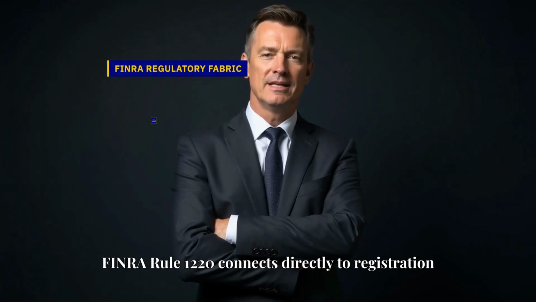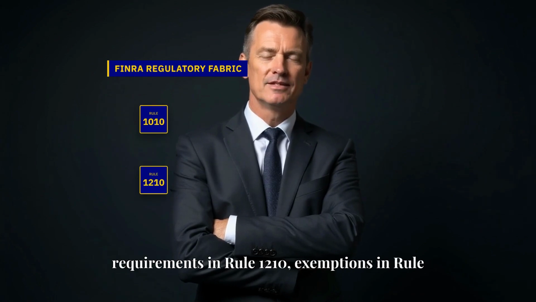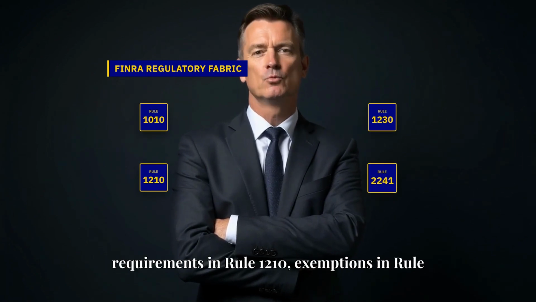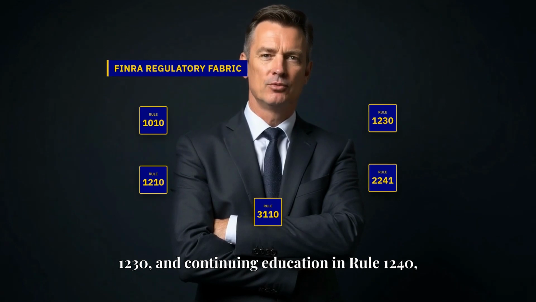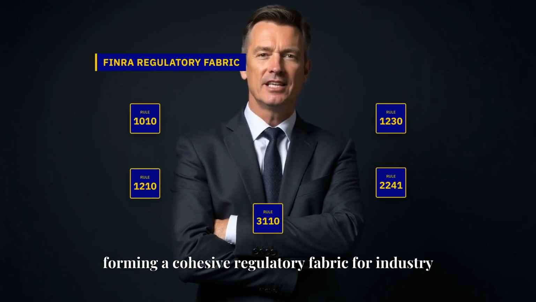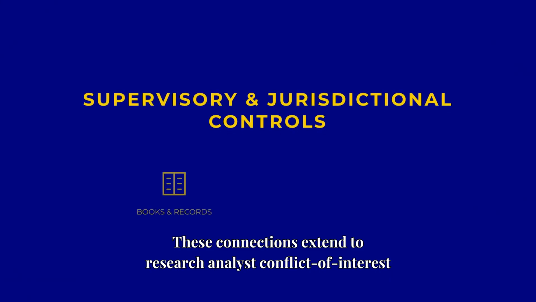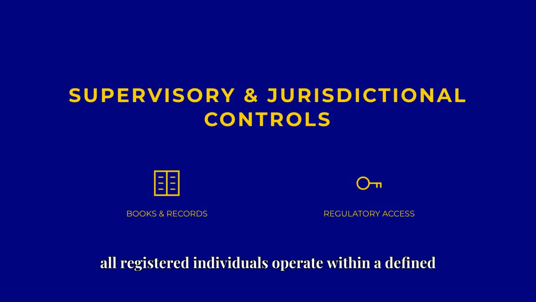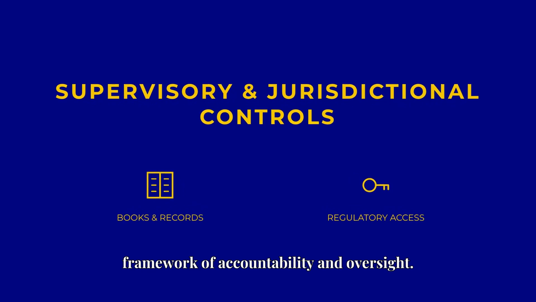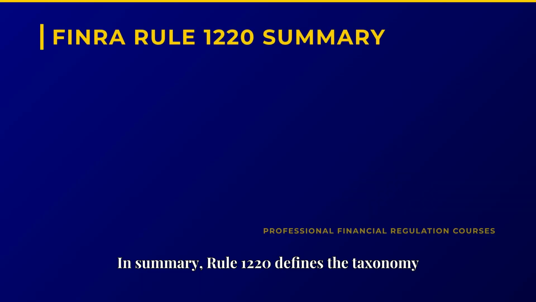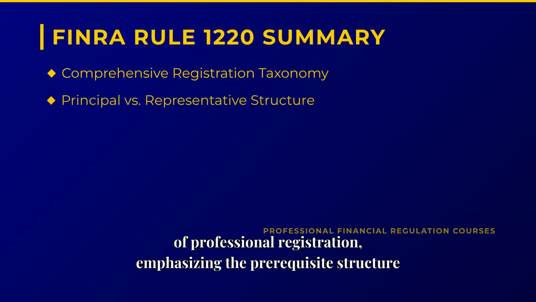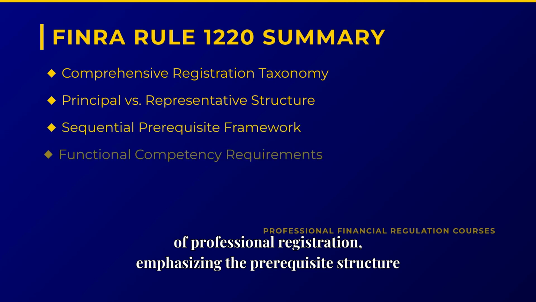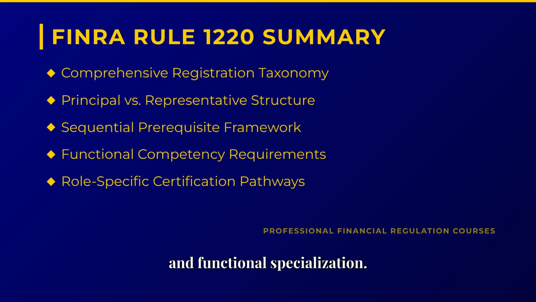FINRA Rule 1220 connects directly to registration requirements in Rule 1210, exemptions in Rule 1230, and continuing education in Rule 1240, forming a cohesive regulatory fabric for industry personnel. These connections extend to research analyst conflict of interest provisions and supervisory system requirements, ensuring that all registered individuals operate within a defined framework of accountability and oversight. In summary, Rule 1220 defines the taxonomy of professional registration, emphasizing the prerequisite structure and functional specialization.